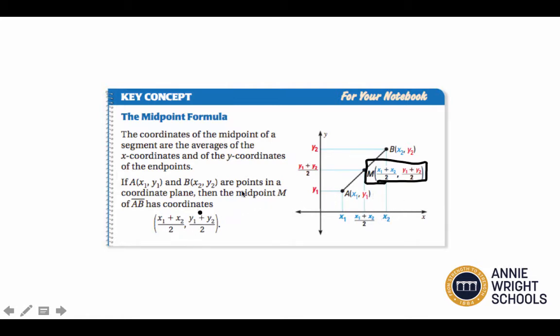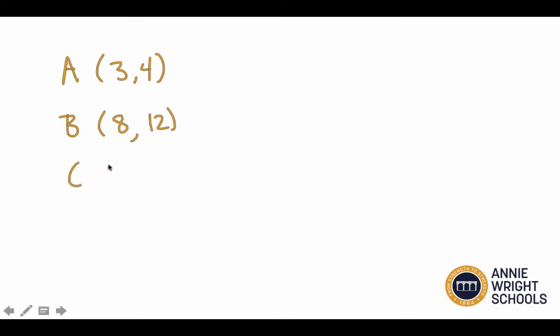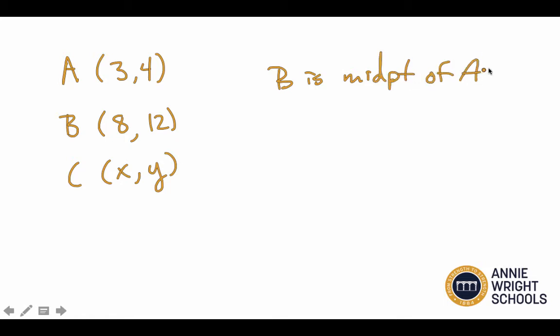The easy example is when I give you 2 points and you just average them together. The hard problem, try this one on your own or see if you can work through it. The hard one would be something like this. I'll tell you A is the coordinate 3, 4, and B is the coordinate 8, 12, and C, I don't know the coordinates of x, y. And I'm going to say that B is the midpoint of AC. Try that problem.